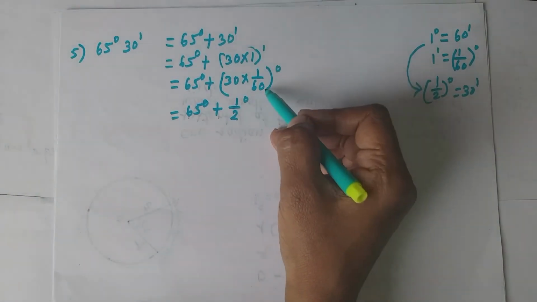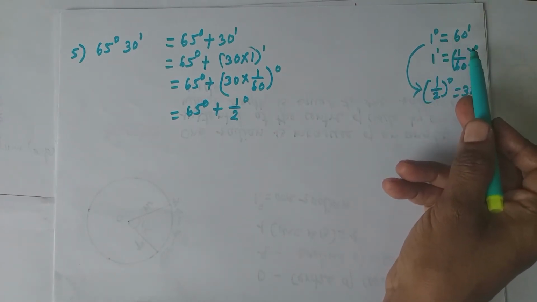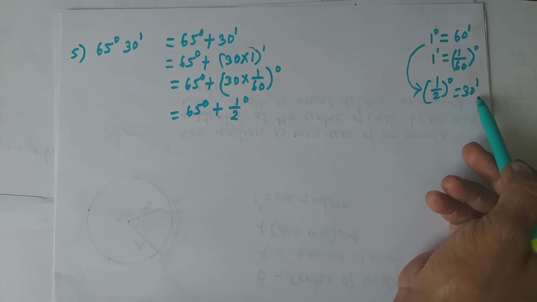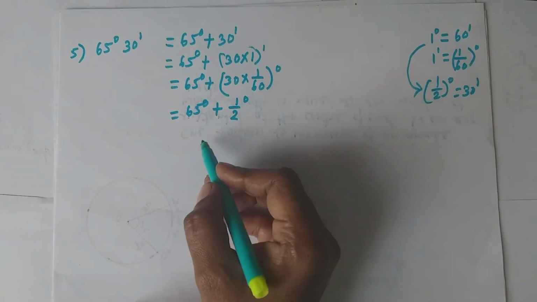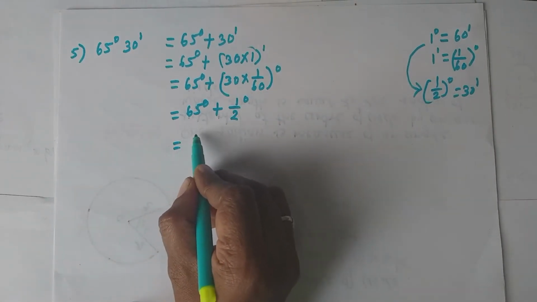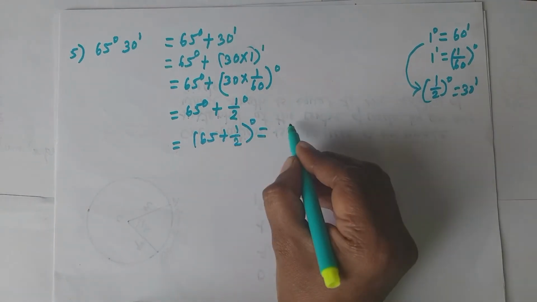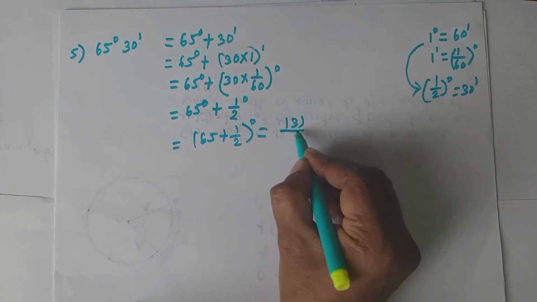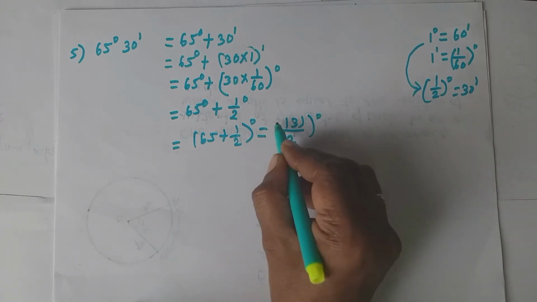Instead of doing these steps, from the direct formula, if 1 degree is equivalent to 60 minute, then half degree is 30 minute. Okay. Directly from the formula you can write this, or you can do these steps. Now this is 65 plus half. Combine this, and after taking LCM, this will be 131 divided by 2 degree.